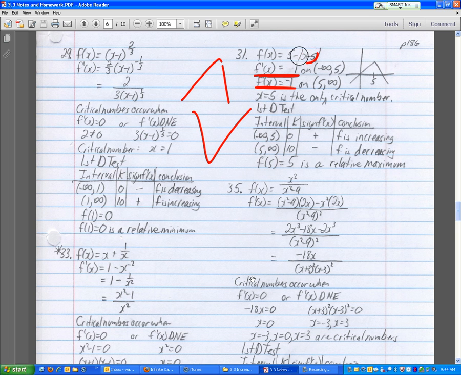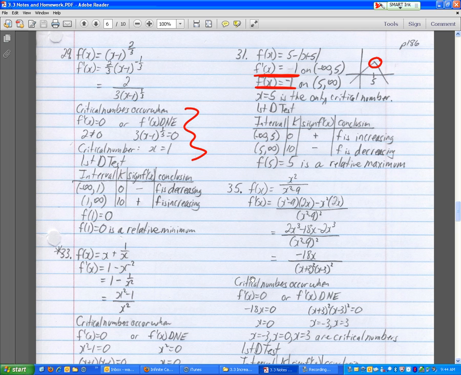Okay? So the derivative did change from... well, let me rephrase that. The function did change directions from the left of negative 5 to the right of negative 5 because the derivative changed signs from the left of negative 5 to the right of negative 5. Okay? Now, 5 is a critical number because what's the derivative right there when x equals 5? It does not exist.